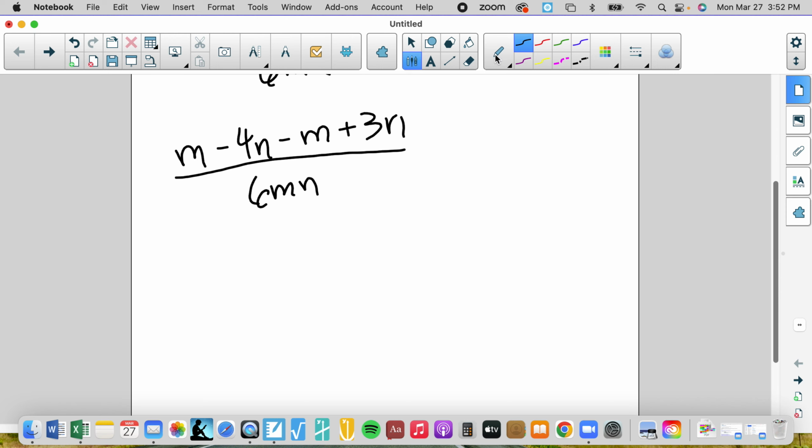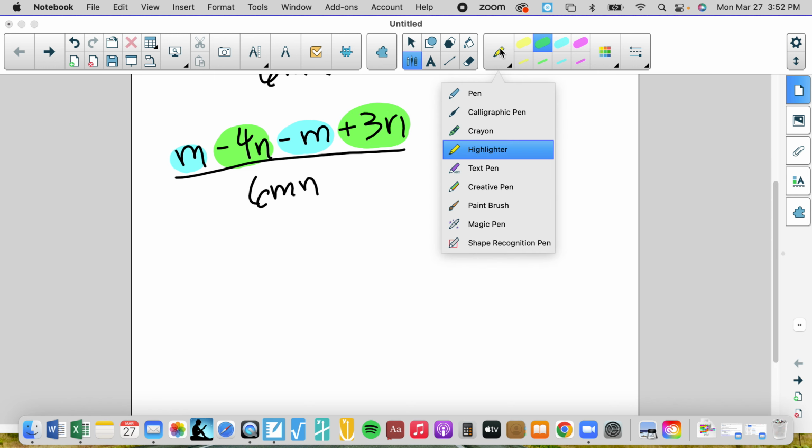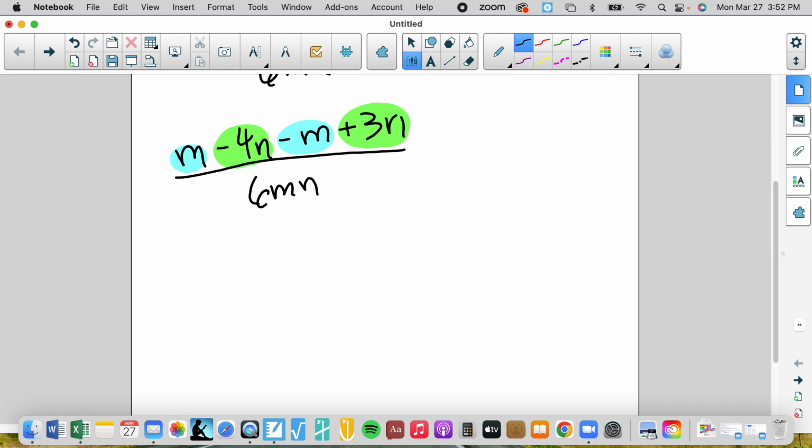Now we're going to combine like terms. So we have like terms of m and negative m. Those cancel. And then we have like terms of negative 4n and positive 3n. And that's going to combine to negative n. So we have negative n over 6mn.